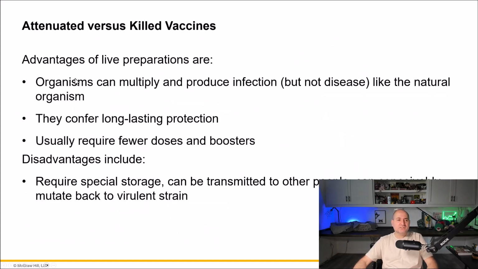What are some advantages of attenuated vaccines? The organism can multiply and produce an infection but not cause a disease. It's very similar to the natural infection. It can confer long-lasting protection, and it requires usually fewer doses and boosters. Disadvantage of this strategy is that it requires special storage and can be transmitted to other people and can conceivably mutate back to a virulent strain. So these can be kind of risky.